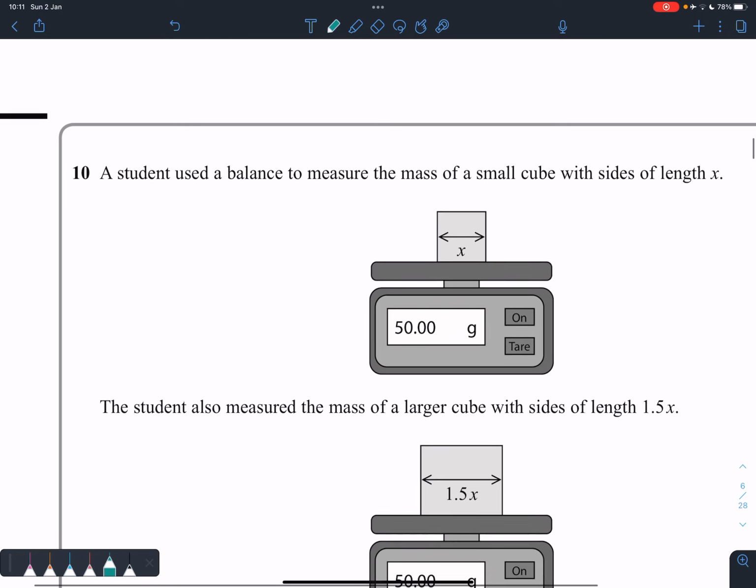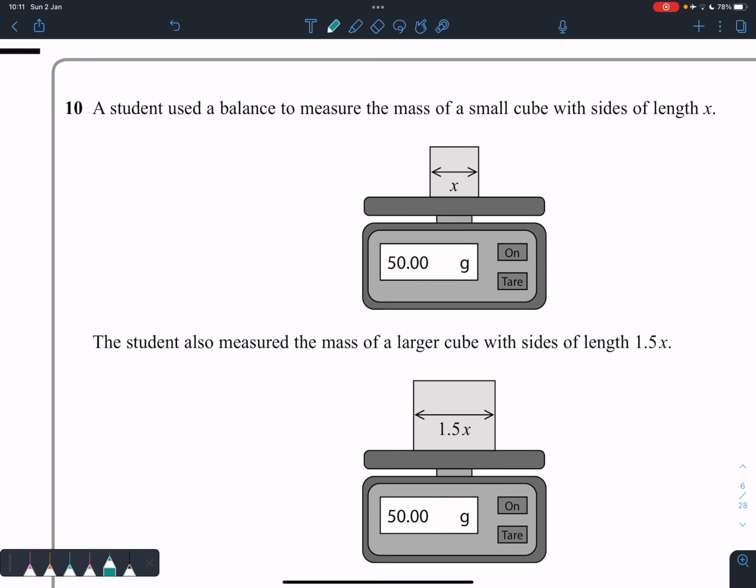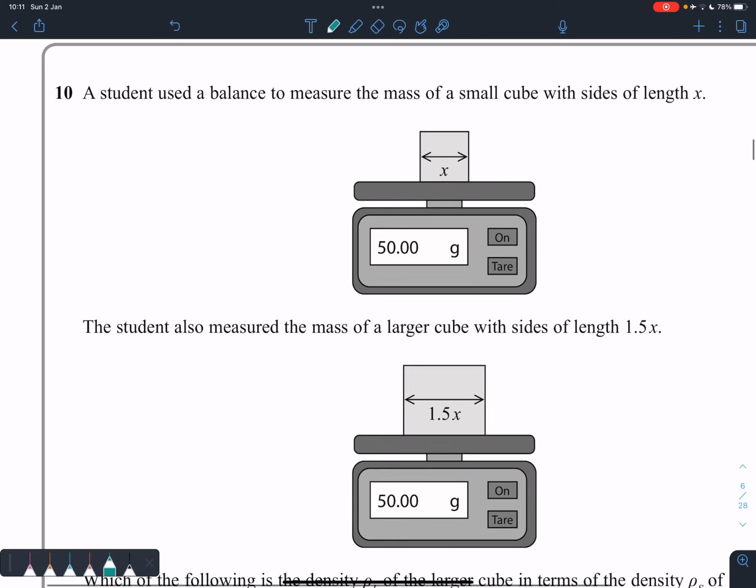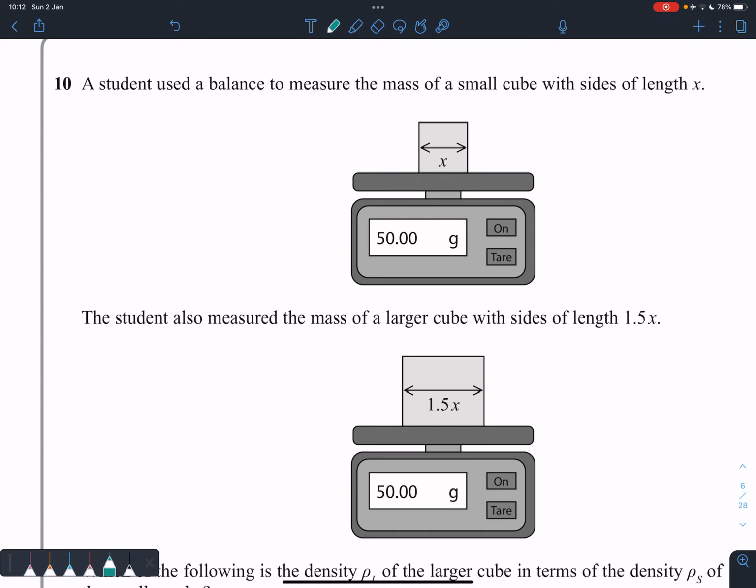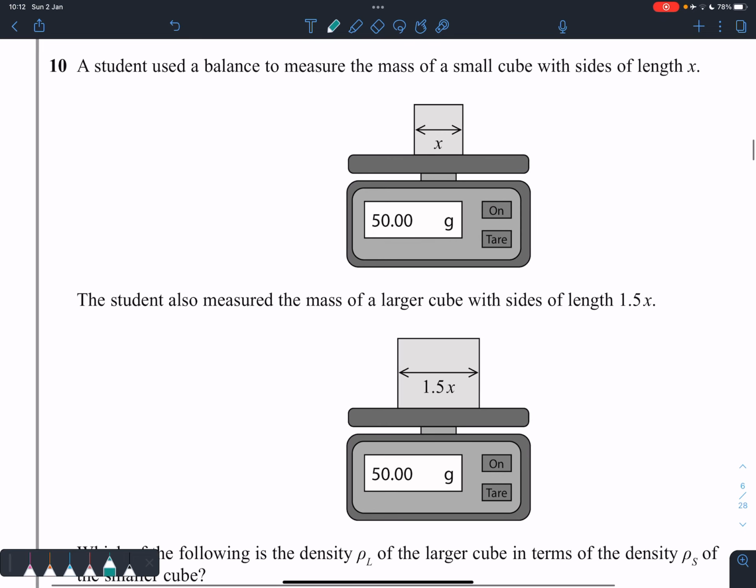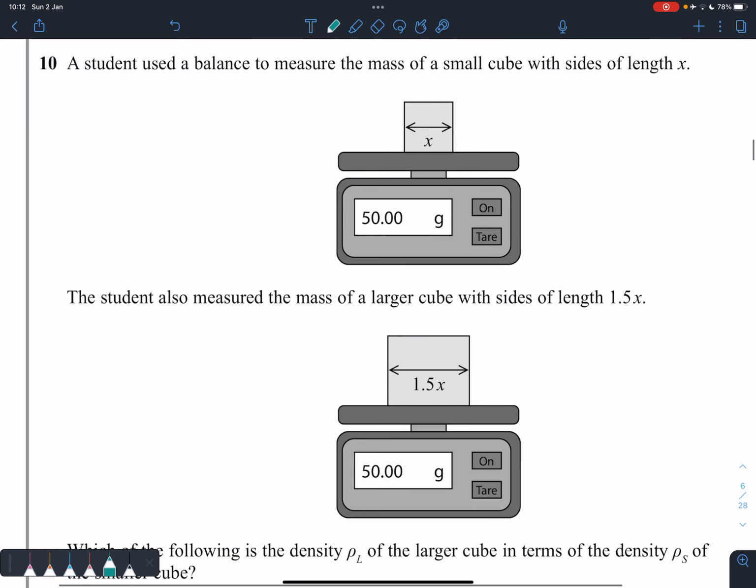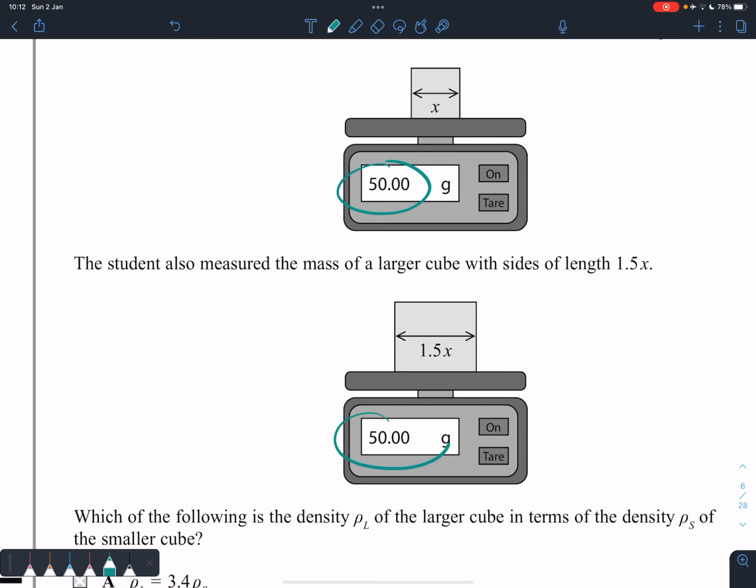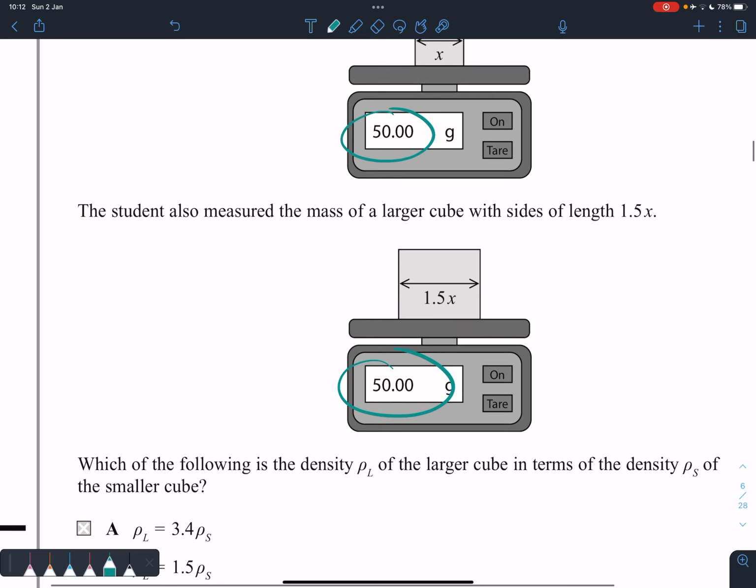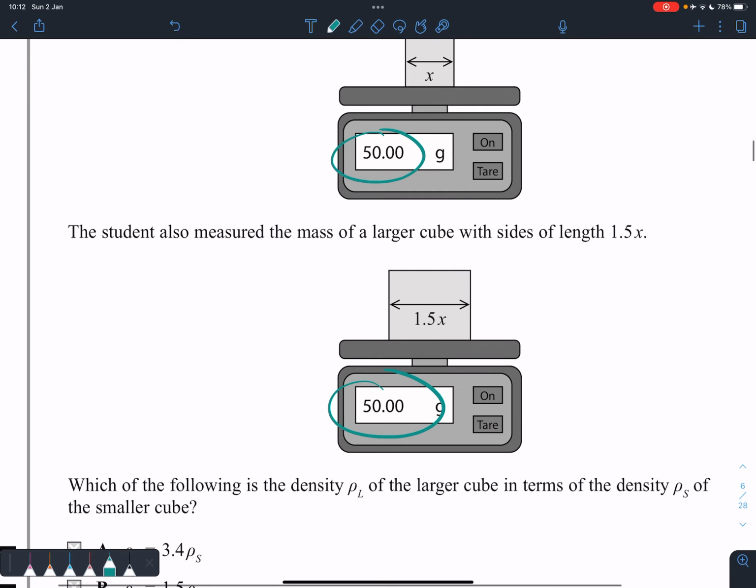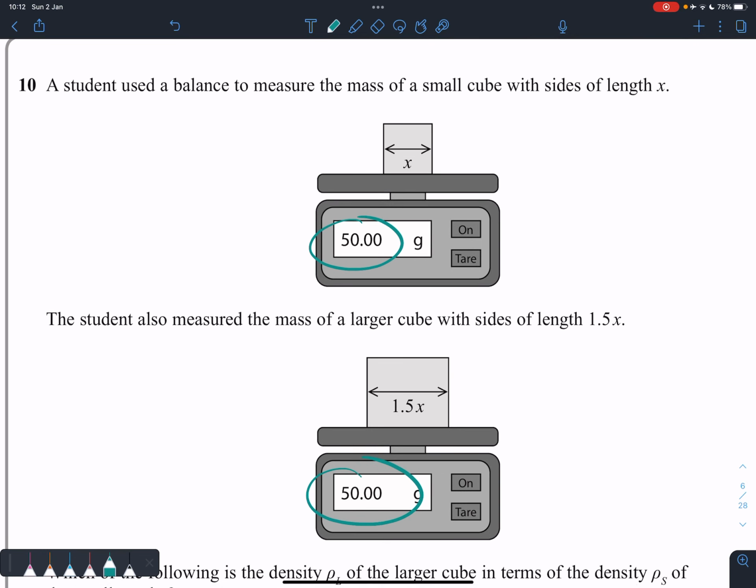Last one, question number 10. Interesting question, this one. And this is a comparison question. So a student uses a balance to measure the mass of a small cube with sides of length x. The student also measured the mass of a larger cube with sides of length 1.5x. You can see the mass has changed from 50 to... No, sorry, the mass has stayed the same. So which of the following is the density of the larger cube in terms of the density of the smaller cube? Okay, so you need to be able to know that density is mass over volume.